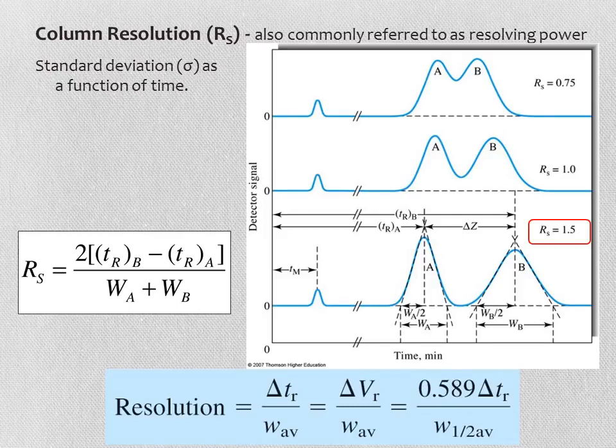useful. And then the very last one, 0.589 times the change in retention time over the width at half average. That I like a lot, because the width at half average is your average full width at half maximum. And I mentioned earlier in this screencast that it's a lot easier to get the width of a peak halfway up.